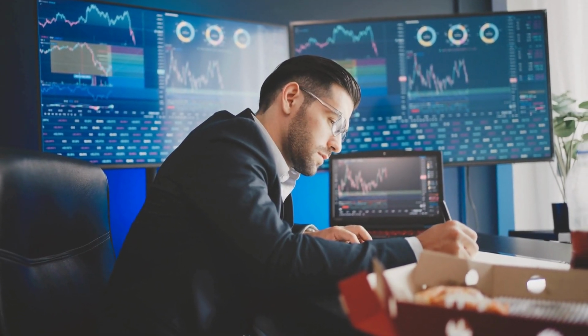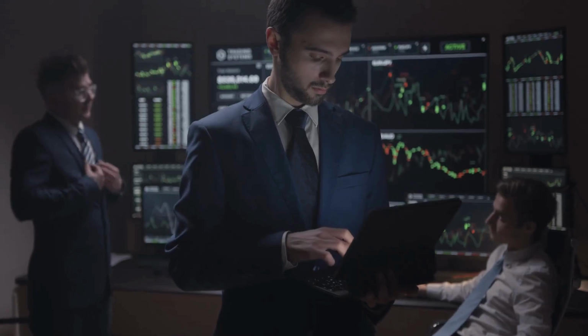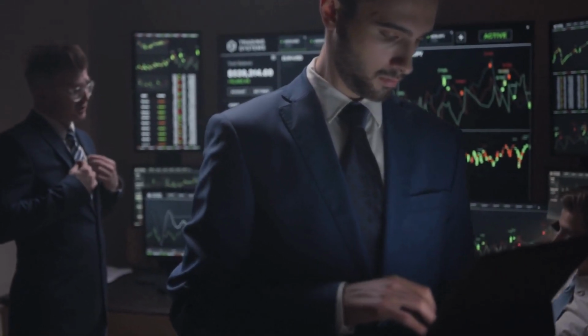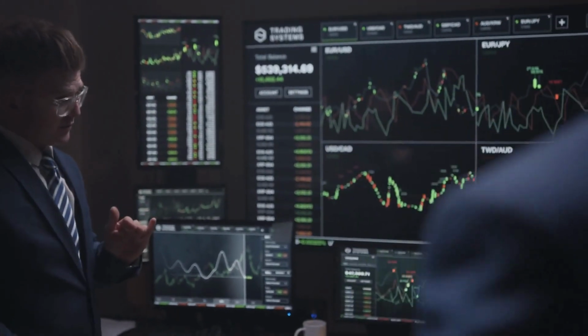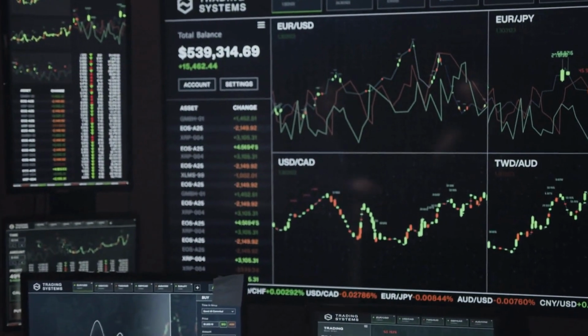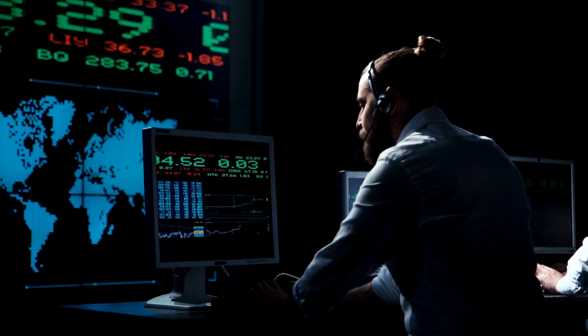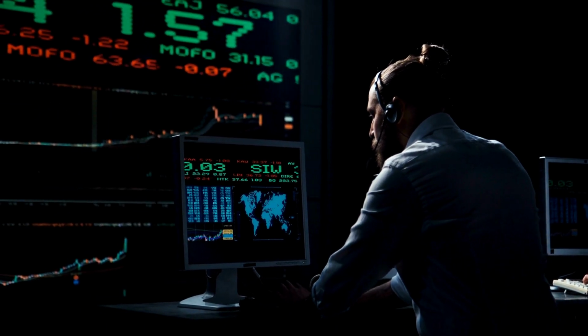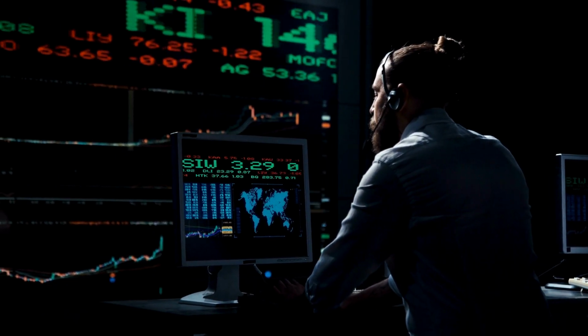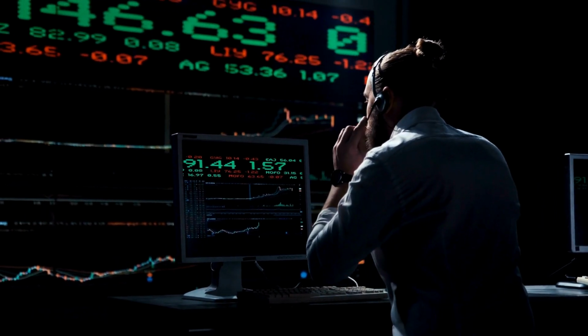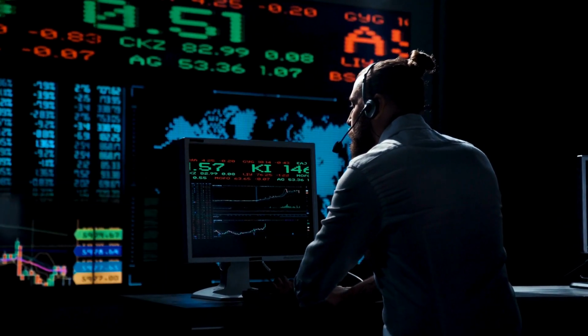Another advantage of confluence is that it improves emotional management. When you take a trade based on multiple confirmations, you're more likely to trust your decision and less likely to close a position prematurely out of fear. This not only improves your results but also reinforces your discipline as a trader.